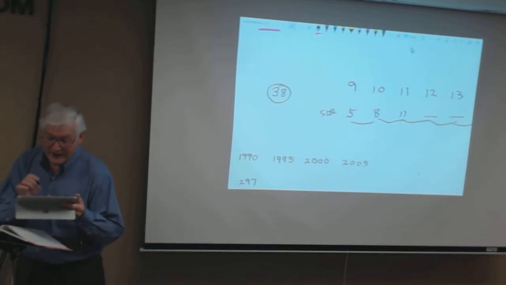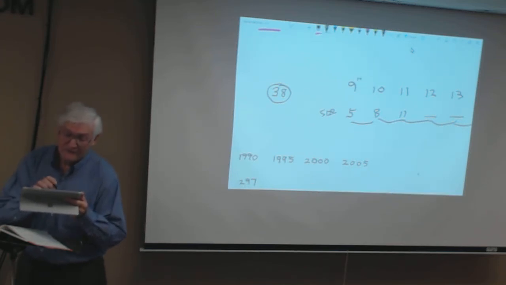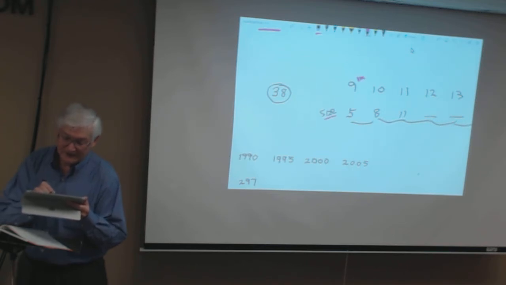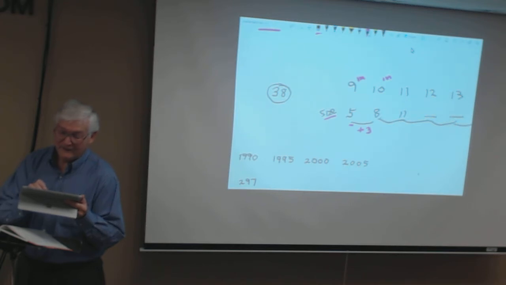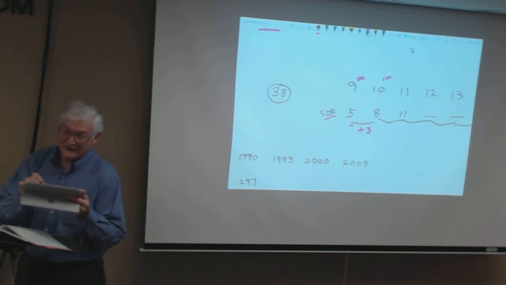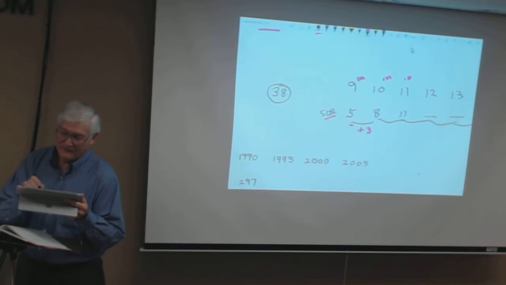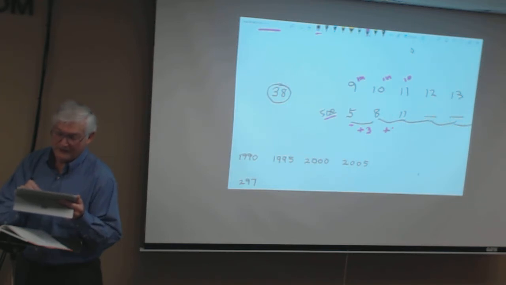If your foot is 9 inches, then your shoe size is 5. If your foot is 10 inches, your shoe size is 8. How did I get from 5 to 8? Add 3. If your foot's 11, your shoe size is 11. How did I get from 8 to 11? Add 3. Didn't I?